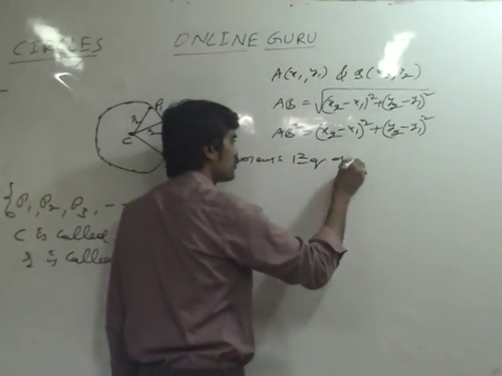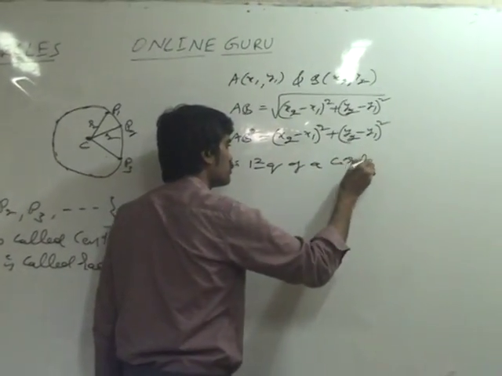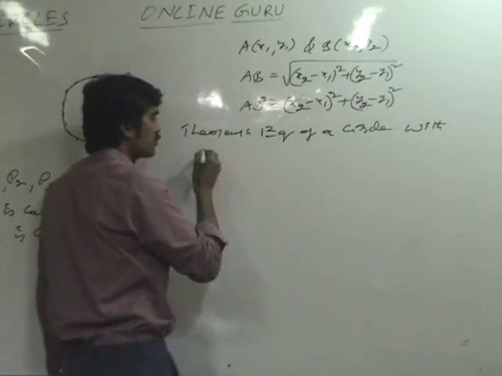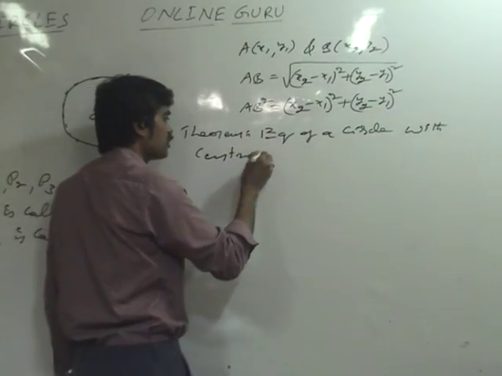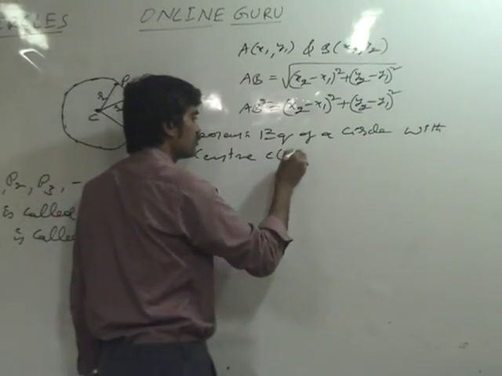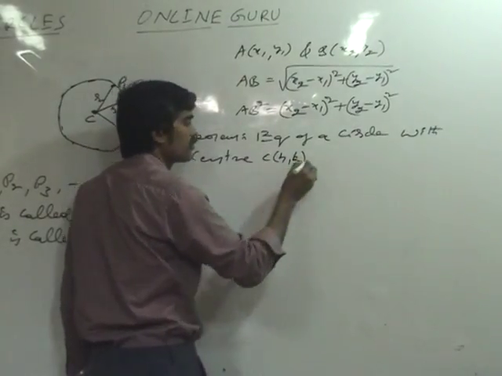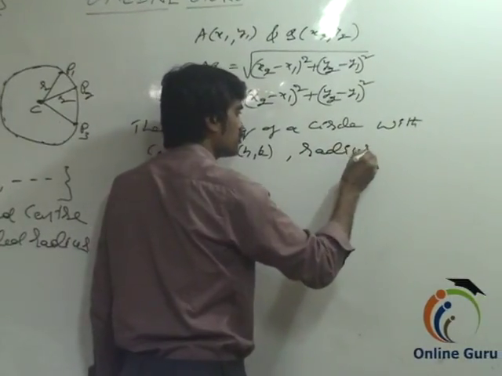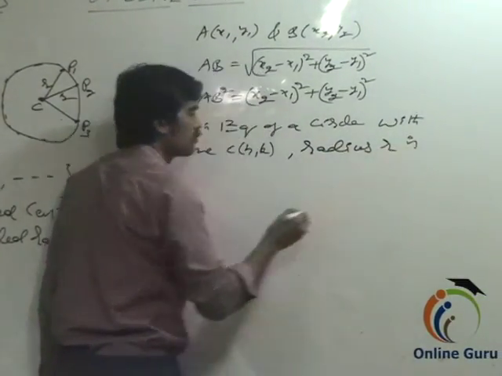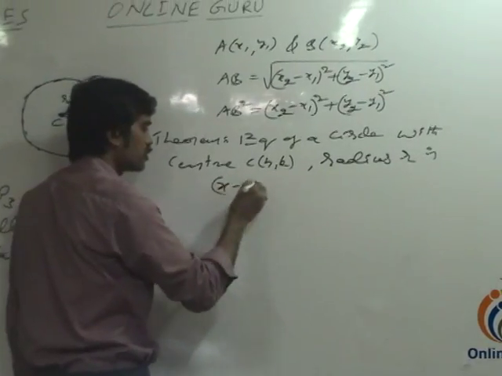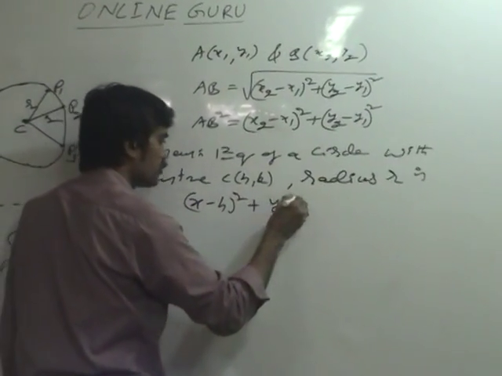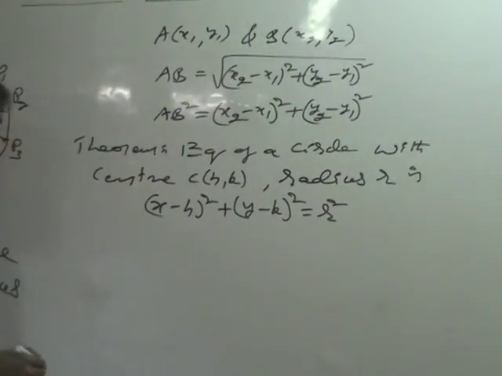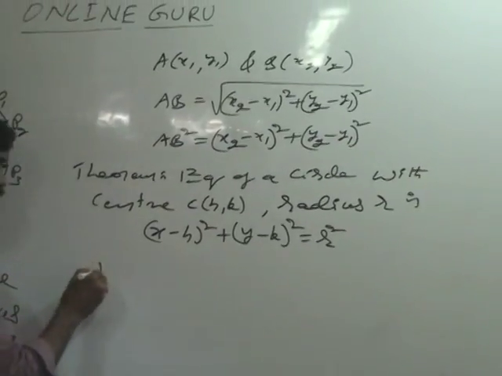The equation of a circle with center C(h, k) and radius r is (x minus h) whole square plus (y minus k) whole square equal to r square. Proof for this one.